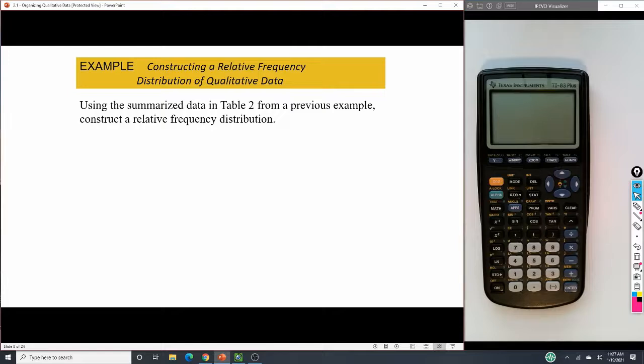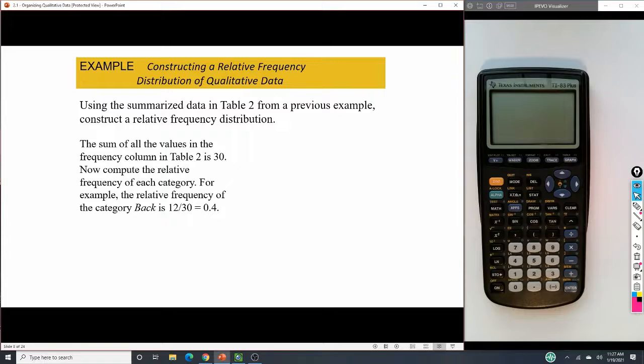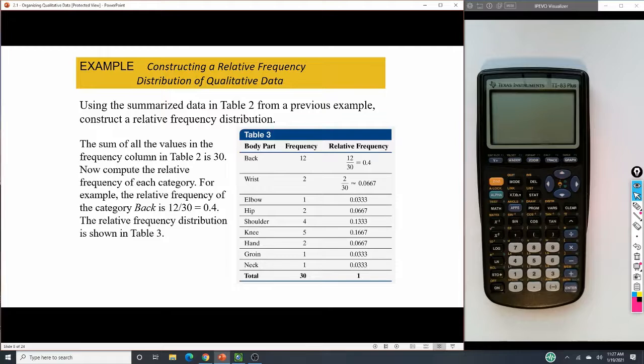Okay? So if we take the stuff from that previous table and we add all of the values in table 2 there, we would find that there are 30. And we said at the beginning that she sampled 30 people. Okay? And so if we look at back specifically, the first one on our list, it had a frequency of 12. So 12 divided by 30 is 0.4. So the relative frequency is 0.4 for that, or it would be 40% if we change that to a percentage.